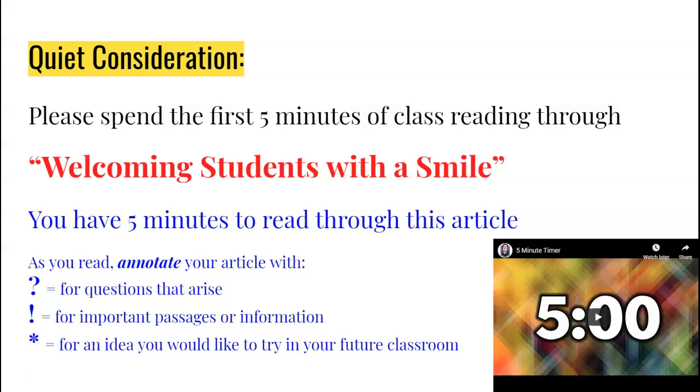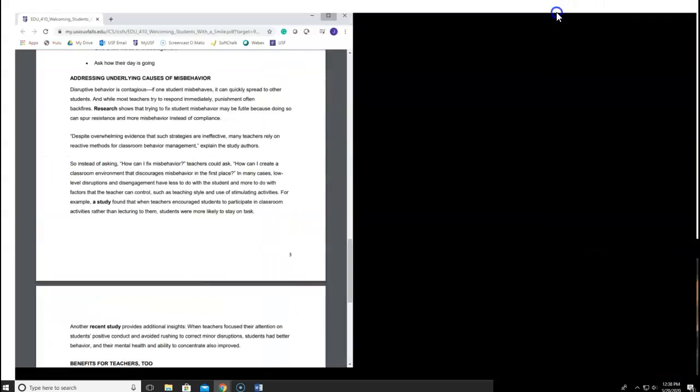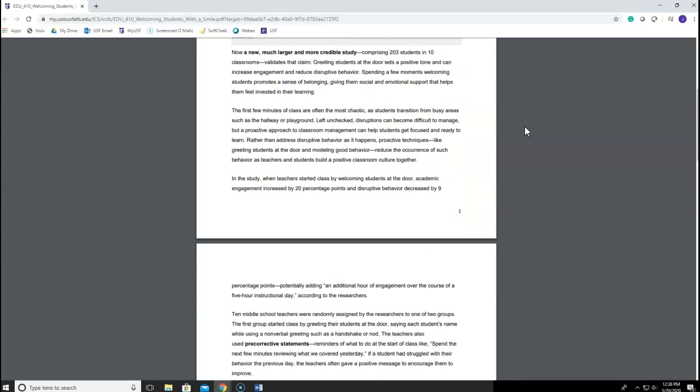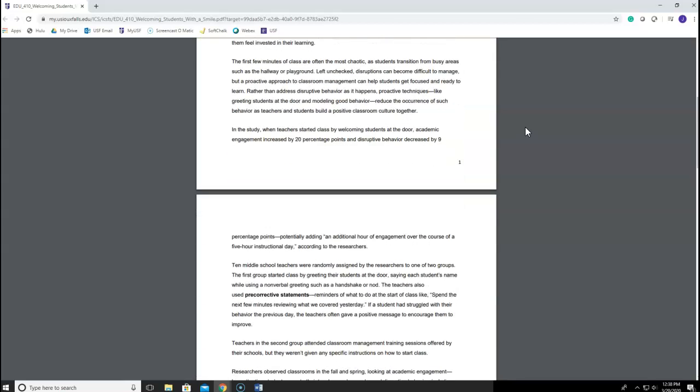As you're reading through it, I'd like you to annotate or at least think through any questions that arise, any important passages or information that you recognize, or any ideas that you would like to try in your future classroom. The article itself should look something like this, and you're able to download it over on the side, or you can pause the video so that you're able to read it on the screen right now.